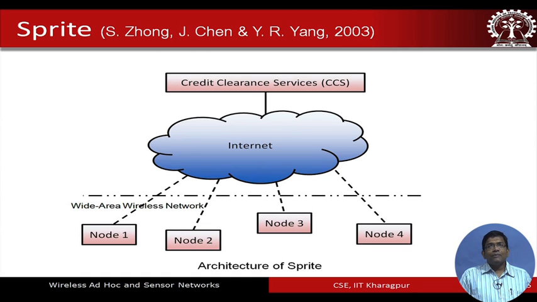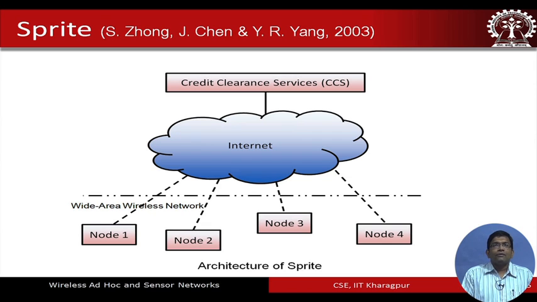So, the other type of mechanism is called Sprite. This is also a financial kind of mechanism, a currency based mechanism, but the way it operates is different from the way the nuggets based mechanism operates. So, here in Sprite what we see is an adoption of some kind of mechanism by which the credit card companies operate.